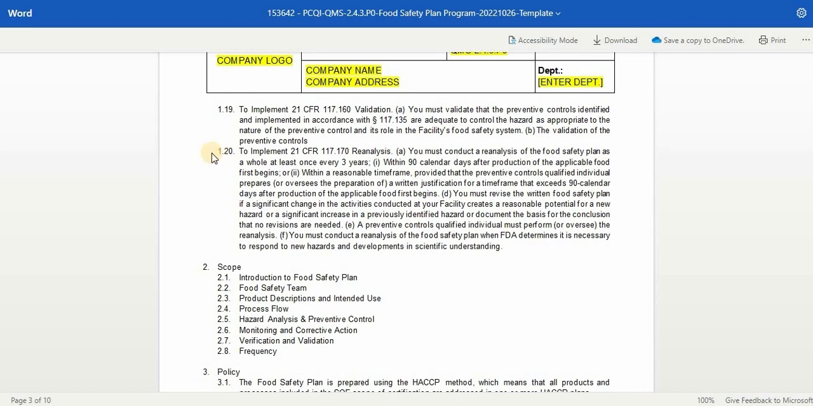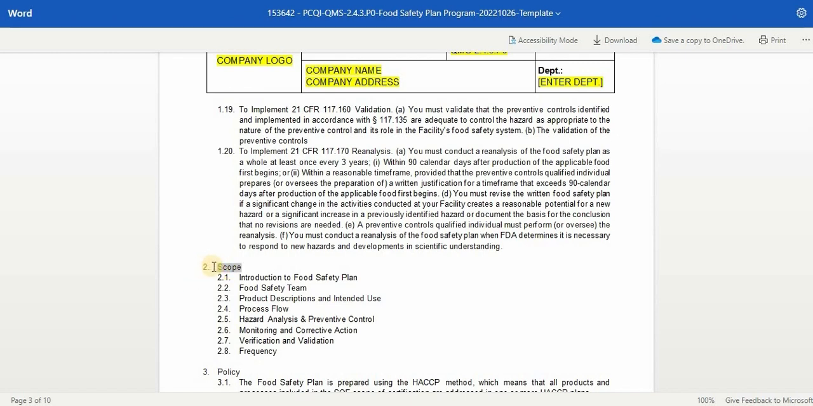D. You must revise the written food safety plan if a significant change in the activities conducted at your facility creates a reasonable potential for a new hazard, or a significant increase in a previously identified hazard, or document the basis for the conclusion that no revisions are needed. E. A preventive controls qualified individual must perform the reanalysis. And F. You must conduct a reanalysis of the food safety plan when FDA determines it is necessary to respond to new hazards and developments in scientific understanding.